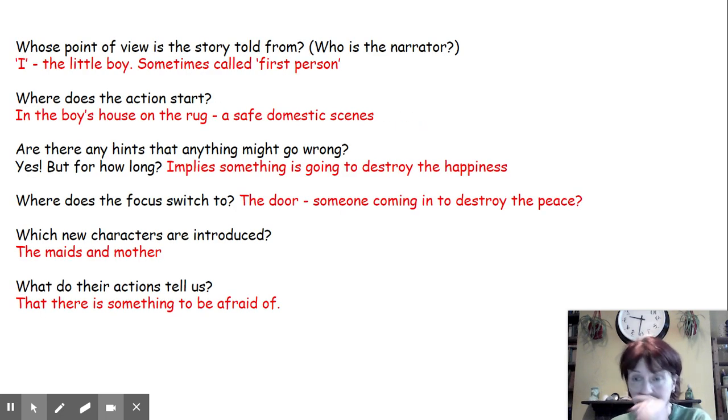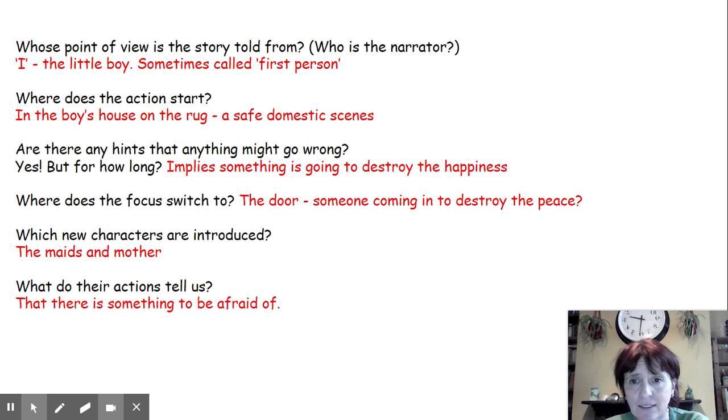So I came up with this. The story is told from the point of view of the little boy, who is the I. Sometimes we call this the first person. The first person narrator is an I telling the story. If you're inside somebody's head, and we are very much inside the little boy's head. Where does the action start? Well, it starts in the boy's house, actually on a rug, on quite a nice, safe domestic scene.